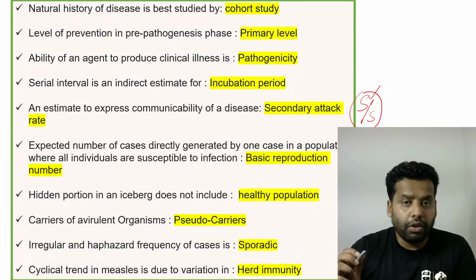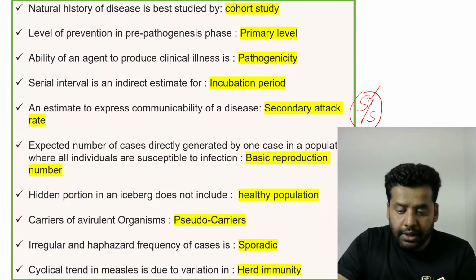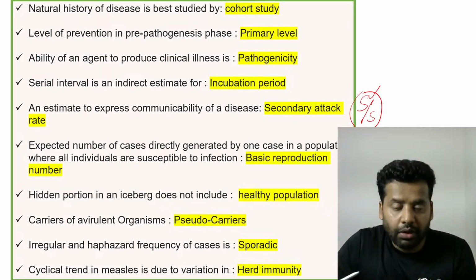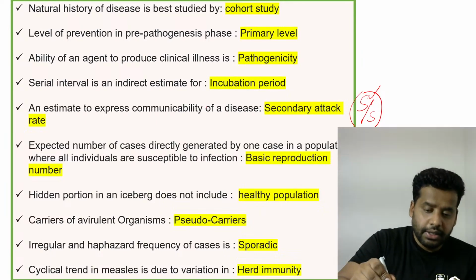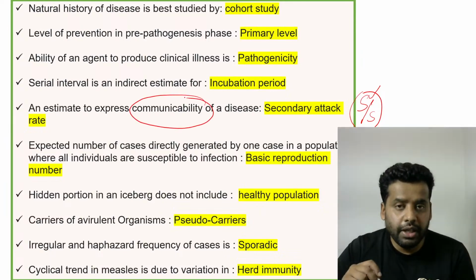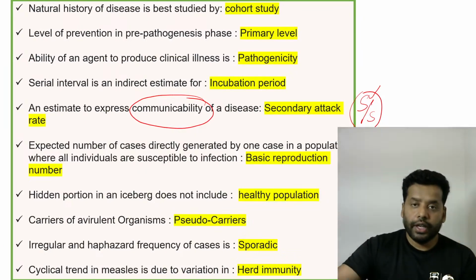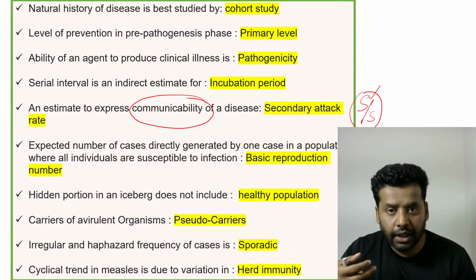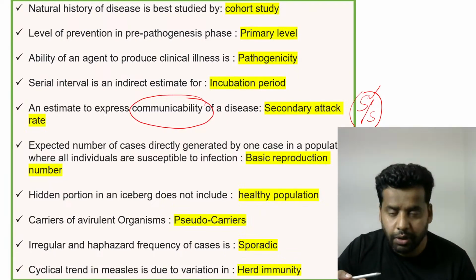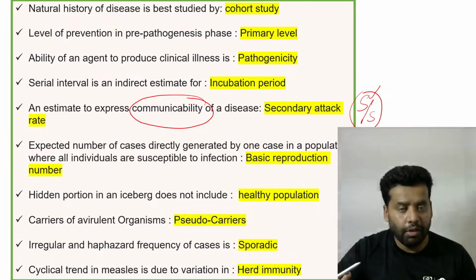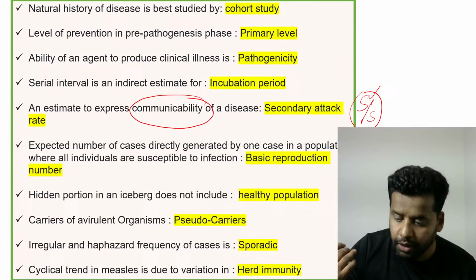So what is the formula for secondary attack rate? Secondary cases divided by susceptible contacts. If there are more secondary cases, the disease is more communicable in the family. Susceptible contacts are exposed to the primary case, and of those, how many will develop disease. They become secondary cases because after exposure to the primary case, they develop the disease. The formula is secondary cases by susceptible contacts.